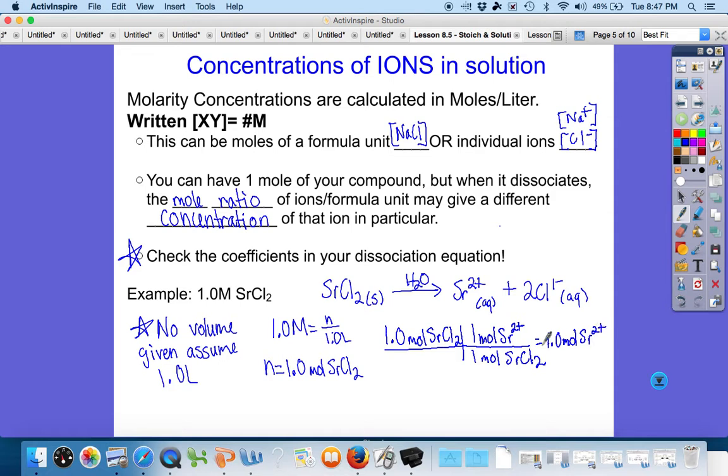To find the concentration, we need to divide by the volume, which is 1 liter. So the concentration of our strontium ions is 1 molar, because 1 divided by 1 is going to give you 1 molar.